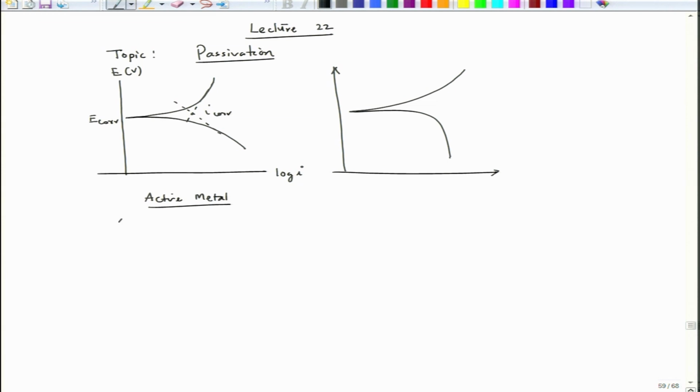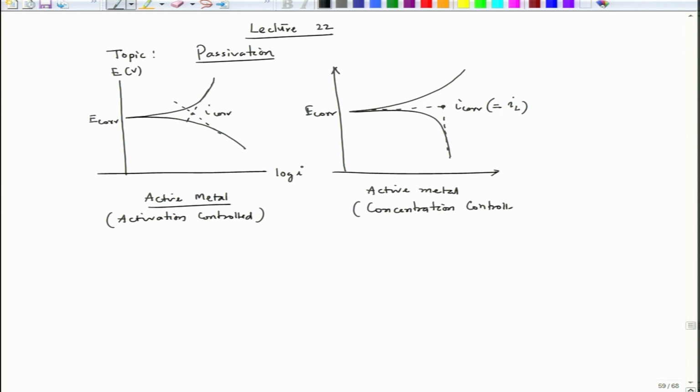So, this is activation controlled, and this is also for an active metal, and there the corrosion rate is, this is E corr and this point is I corr, which is equal to I L, and this is concentration controlled. Fine. So, these are the plots we could see.